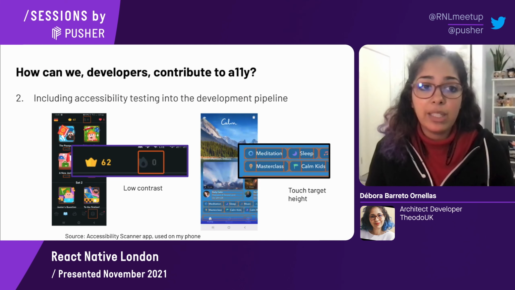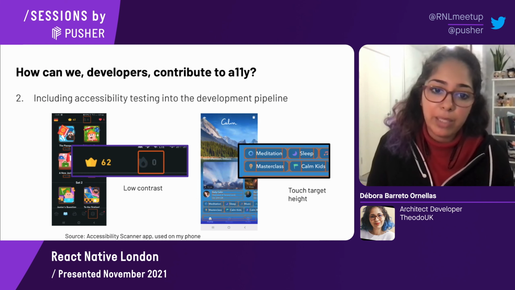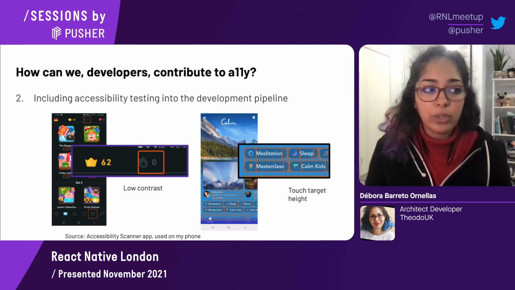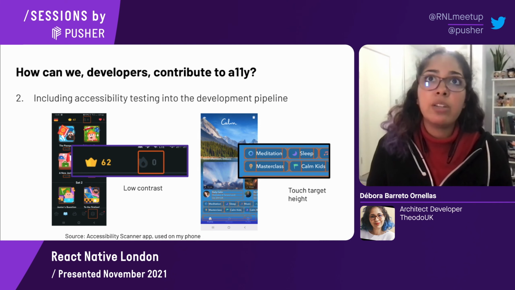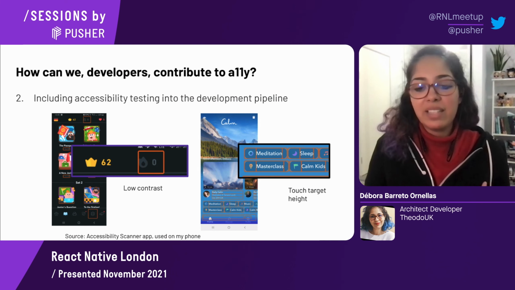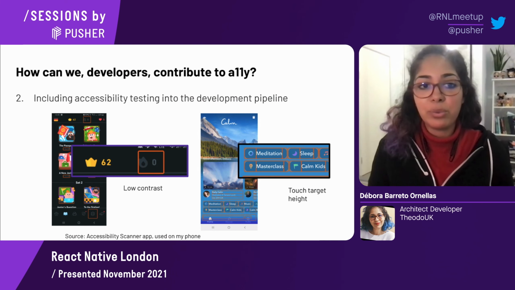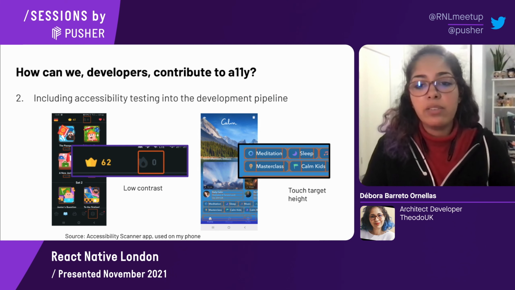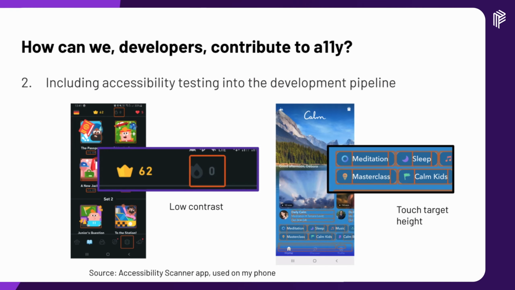The second suggestion would be including accessibility testing into the development pipeline. There are many free tools available, so many resource pages when you Google them. It's even a bit overwhelming to see how many free resources there are for accessibility testing. One that I wanted to highlight that I tried was the Accessibility Scanner app from Android. The Android app is free and easy to set up. And in 10 minutes, I was already able to test it on both Duolingo and Calm, which are 2 apps I use on a daily basis.